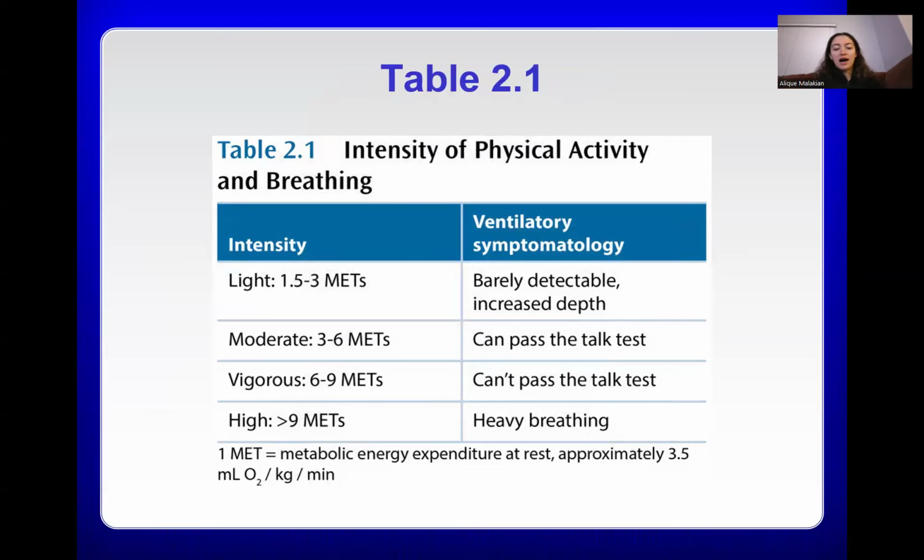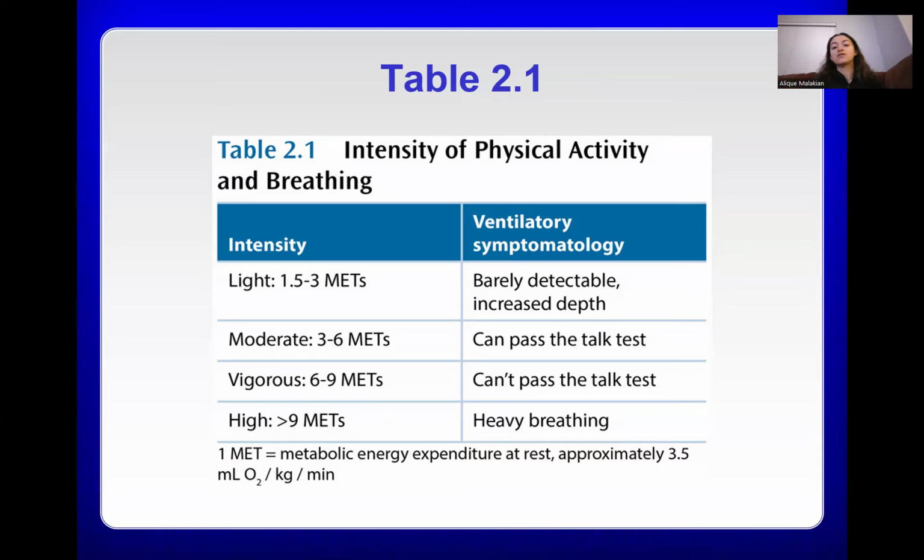Now, I am including this here to talk about the intensity of physical activity and breathing. We will refer to this a little bit later, but I want to show it now so we can talk about it before we get there. The main intensity categories that are listed are light, moderate, vigorous, and high. You could see the MET equivalents there, but let's be honest, you're not going to measure METs with your clients or your patients. So you're probably going to have to find a different way to measure what kind of intensity they're doing.